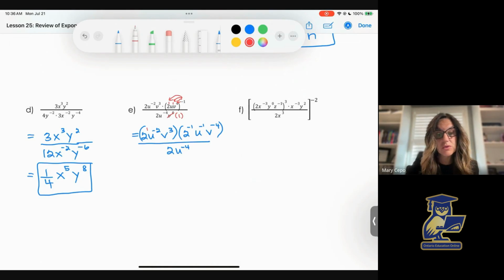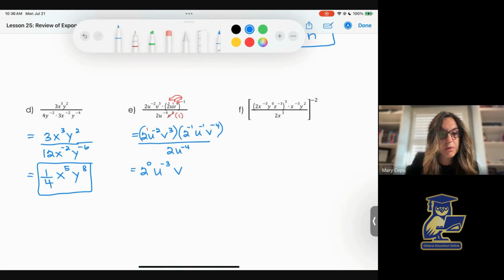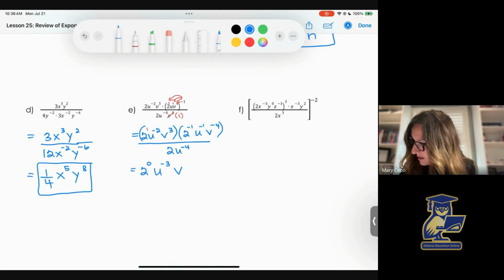So we can use the product rule here. When we multiply powers with the same base, we can add those exponents. So this would become 2 to the exponent of 1 plus negative 1, which is simply 0. U to the exponent of negative 2 plus negative 1, which is negative 3. V to the exponent of 3 plus negative 4, which would be negative 1, all over 2 to the exponent of 0, u to the negative 4.